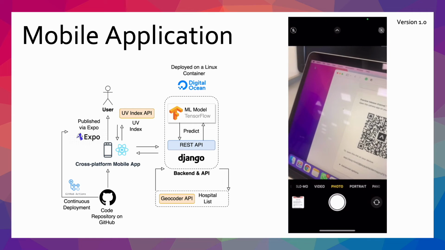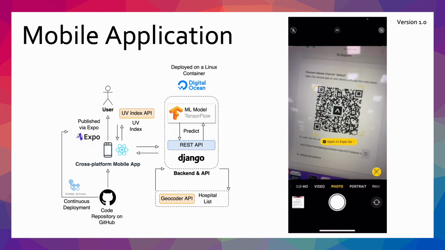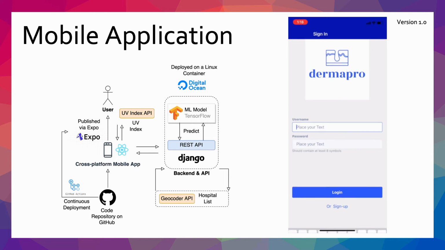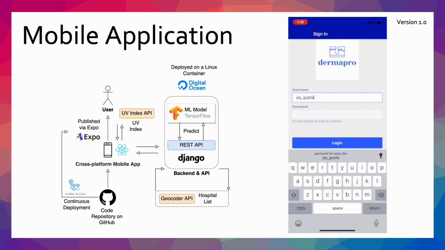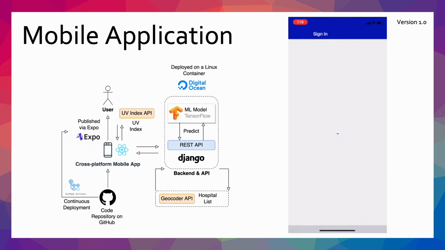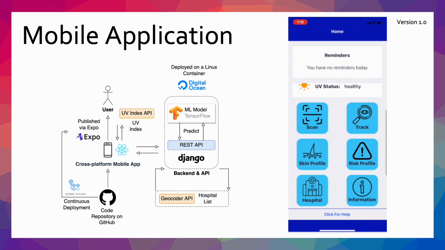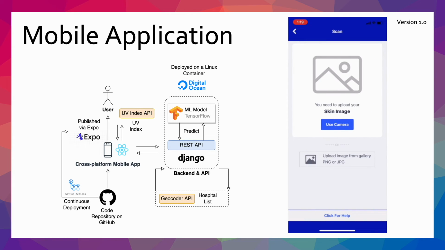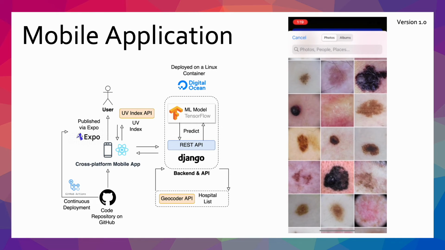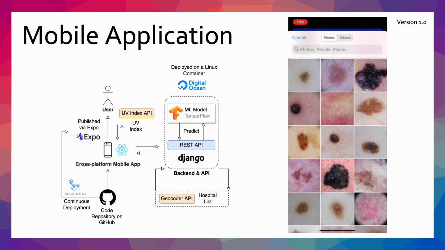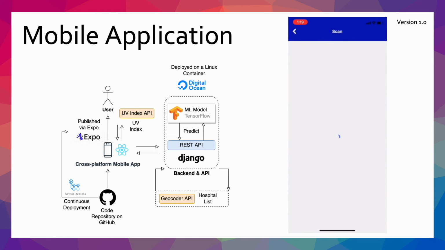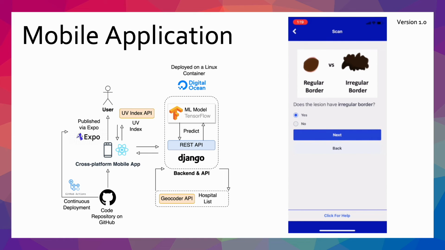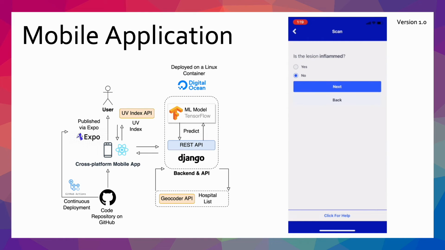So firstly, we open the camera and scan the QR code and the application opens in the Expo app. Afterwards, we can sign in or log in to an account. So I do that with my own account here. Afterwards, I will select the scan feature. I can either use my camera roll or upload a photograph. So here I will use my camera roll and select one of the lesion photos. Once I do that, I will be prompted with a weighted Glasgow checklist with which I can determine whether the lesion is suspicious or not.